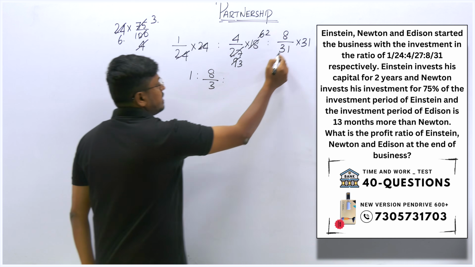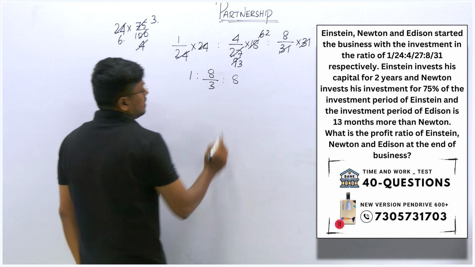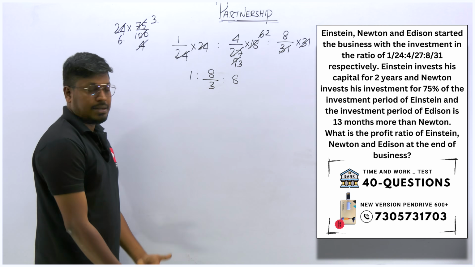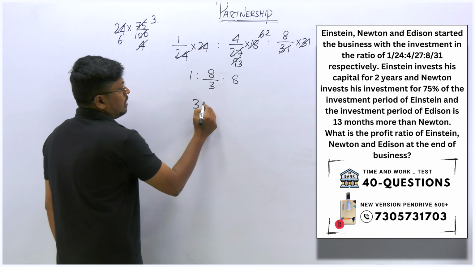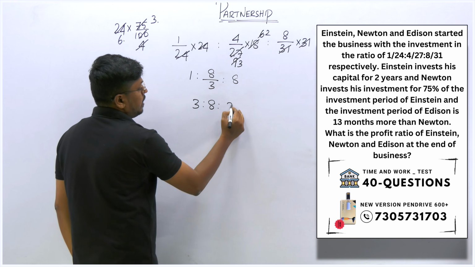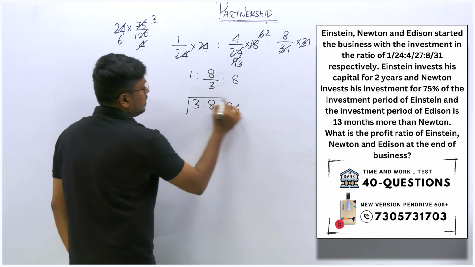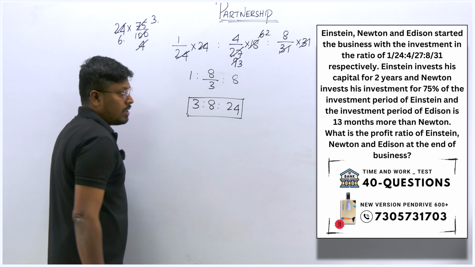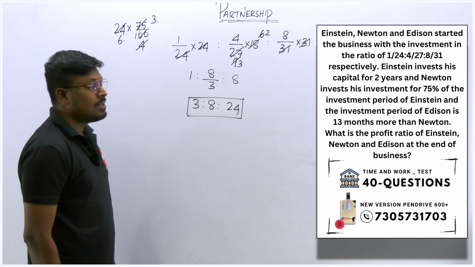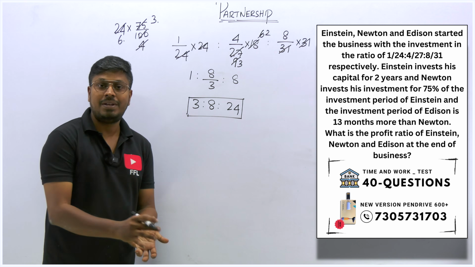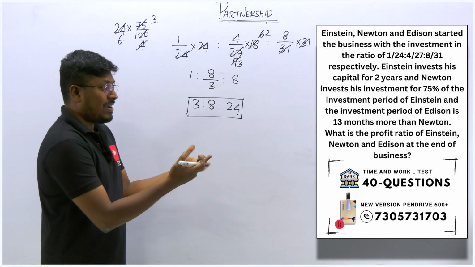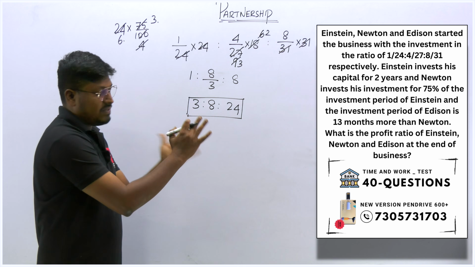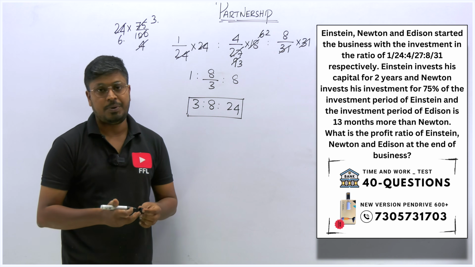And the third person, 31, 31, 8. So the ratio value again should not be in terms of fractions. So we have to take the LCM. So 3 here, 8 here, 8 3s are 24. So 3 is to 8 is to 24. 3 is to 8 is to 24 is the answer for this question, the ratio of their investment. This is the thing we need to find. We don't want to find the profit or anything like that. We just need to find only the ratio value, right?